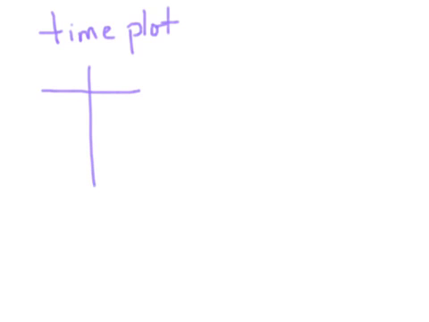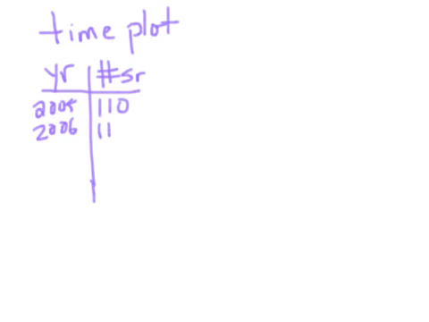Let's say you've got a school, and we've got year, and then number of students in the senior class. So let's just make up some numbers here. In 2005, there were 110. In 2006, there were 115. In 2007, for whatever reason, enrollment dropped to 90. But in 2008, let's say enrollment was 123.